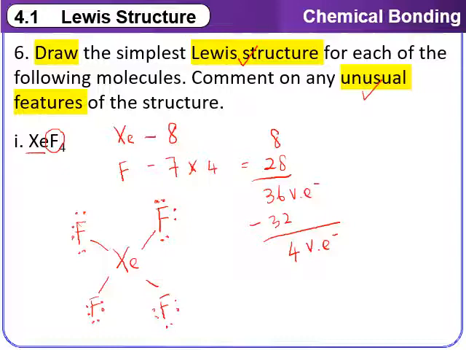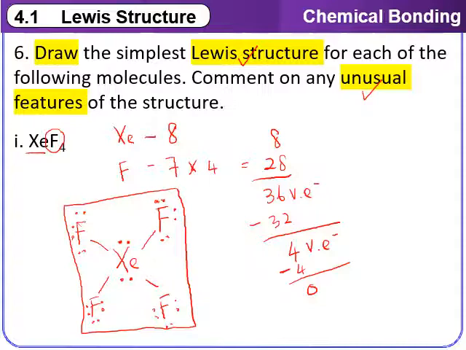Just now we mentioned if there are extra electrons, we place the extra electrons at the central atom. So one pair is 2 electrons. Then we continue with the second pair, so 4 electrons. So minus 4. Now in this structure we have all together 36 electrons. So this is the Lewis structure for XeF4. We haven't continued with the unusual features part. After we draw all the Lewis structures in question number 6, then I will discuss the unusual features with you.